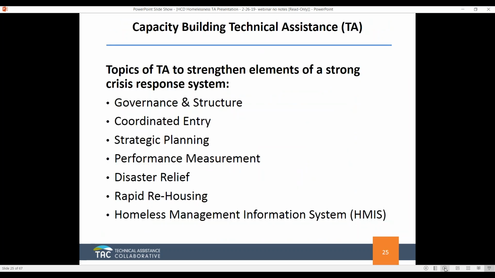So these next two slides are just the bulleted outlines, and I'll talk a little bit about what each one of the actual interventions can look like and some examples. But I just wanted to run down the list of the types of capacity building technical assistance activities that are eligible under the TA: governance and structure, coordinated entry, strategic planning, performance measurements, disaster recovery, rapid rehousing, HMIS, or Homeless Management Information System.